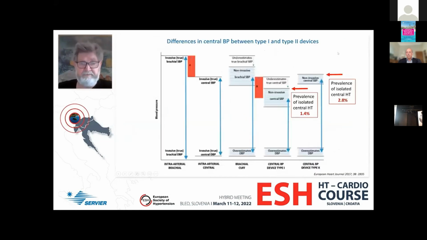Why is it so? Because the type 1 device significantly more underestimates the true central blood pressure than the type 2 devices. So you can see here the difference in underestimation, and because of this, the prevalence of isolated central hypertension was significantly lower in the study which used device type 1 compared to studies which used device type 2 like ours.